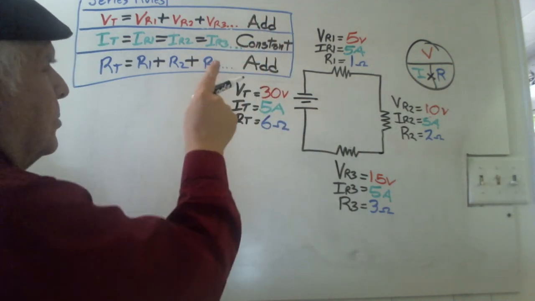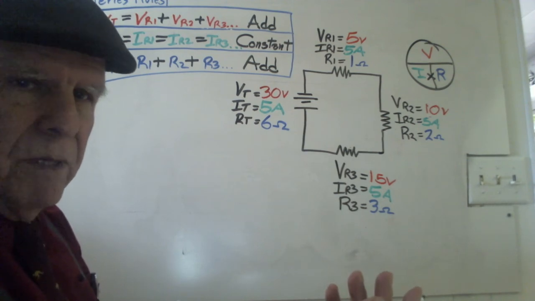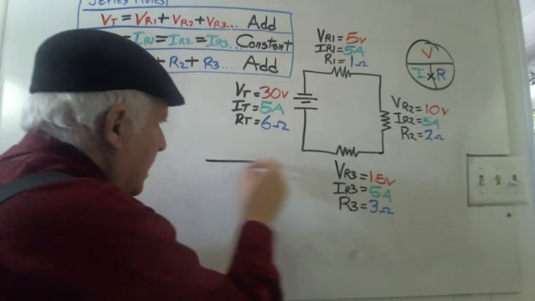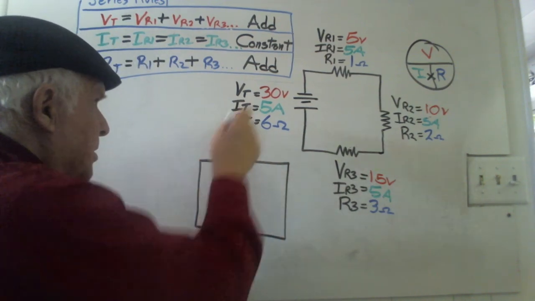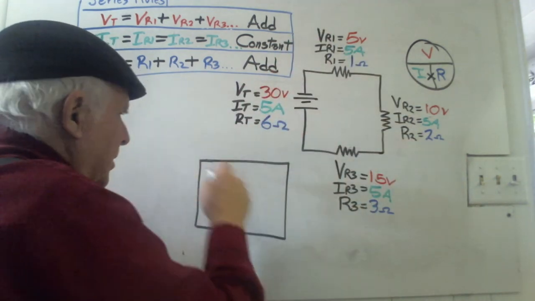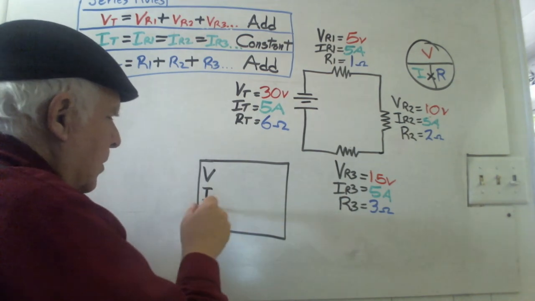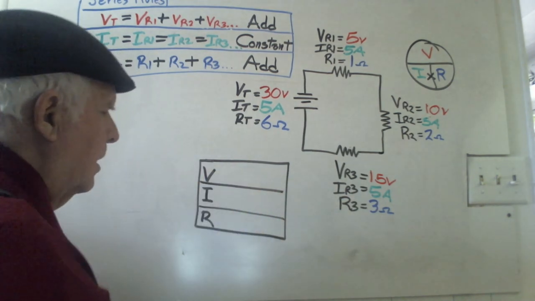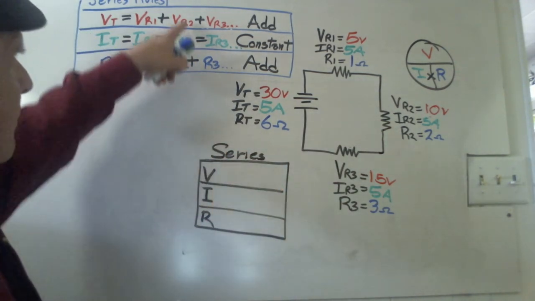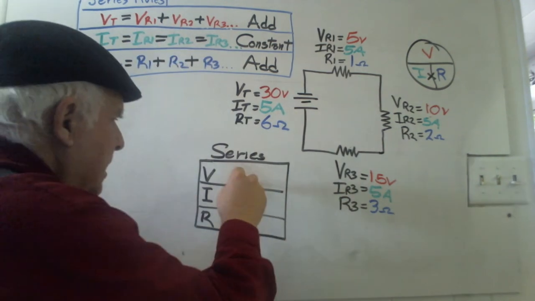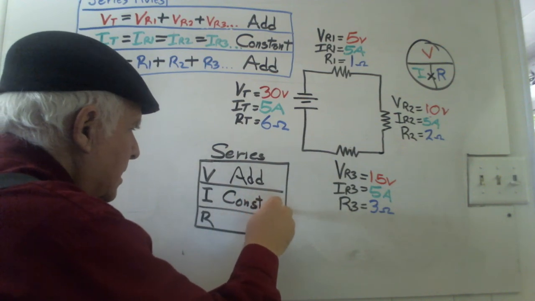Okay, now the shortcut version of this, because we need a shortcut version, we have a lot of stuff to remember, so we have to get the shortcut version if we can. We always list voltage, current, and resistance, VIR, VIR, in this format, V first, then I, and then R. Okay, so now in series, which we have, the shortcut version of these rules right here is simply add, constant, add.